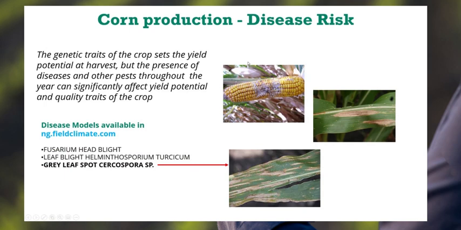So in terms of the corn production disease risks in FieldClimate, we have three models. We have a Fusarium head blight model, we have a leaf blight model, and a gray leaf spot model. We all know it's the genetic traits that set the ultimate yield of a crop, but it's the conditions through the year that limit that in terms of moisture, insects, and in our case, we're talking diseases.